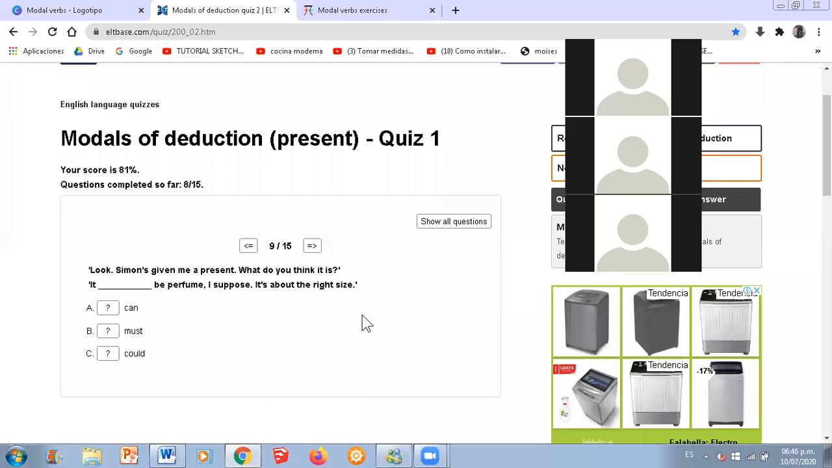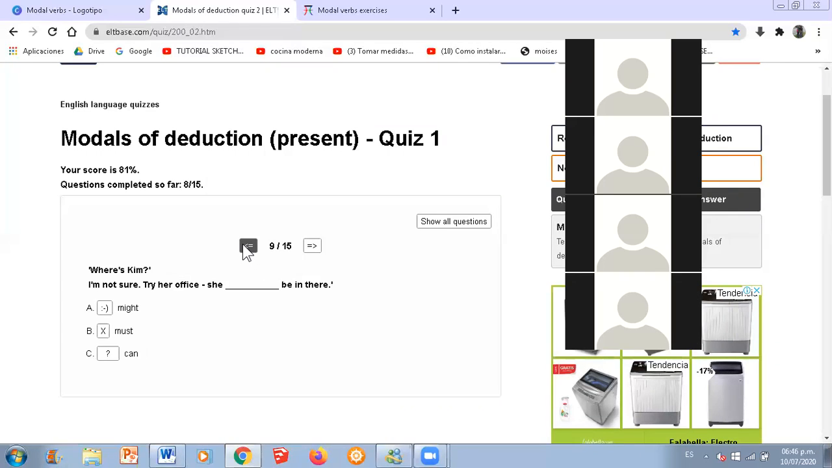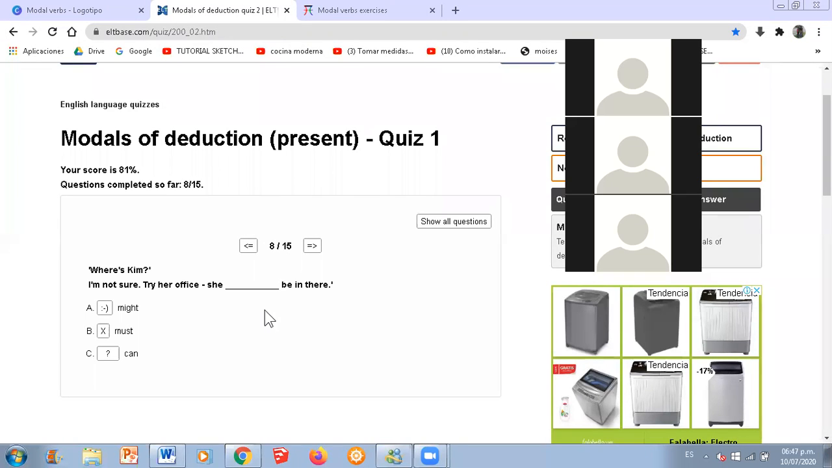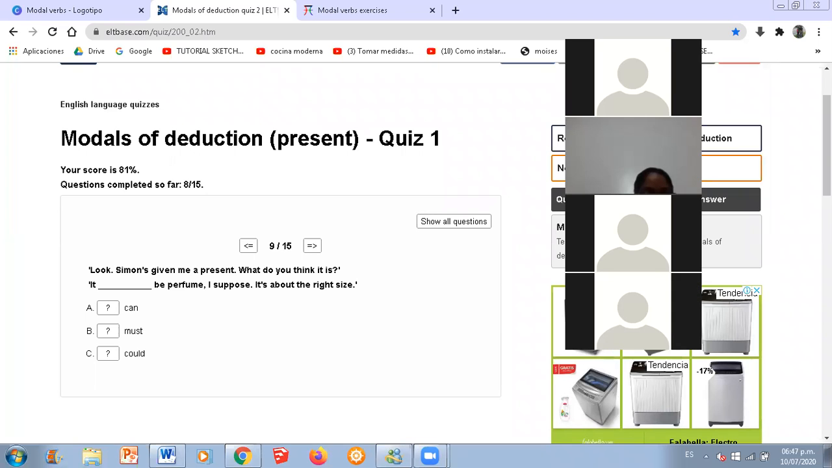Nidia. One question, en la anterior oración, I can use can. No, puedes usar could por probabilidad. She could be in there, she might be in there, or she may. Probabilidades: might, may, could. Can es más para habilidad.